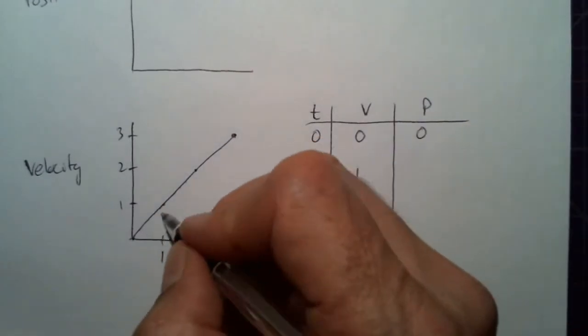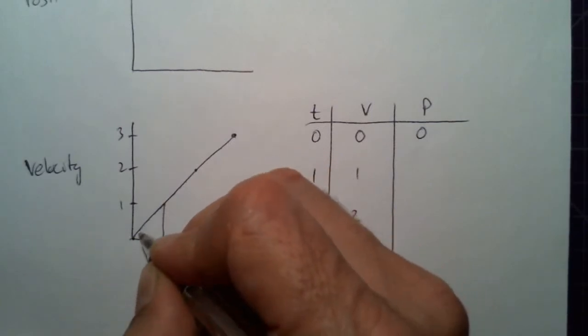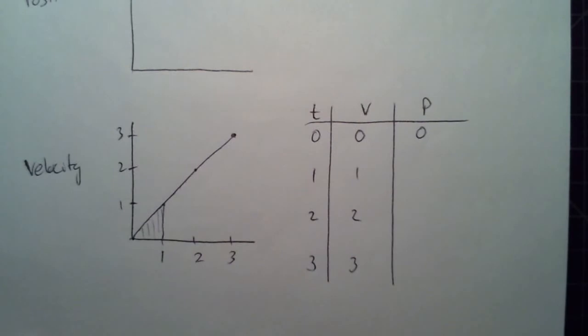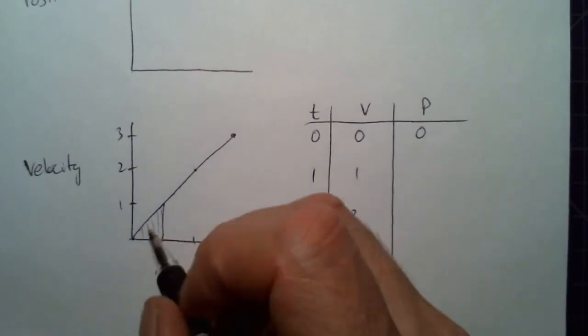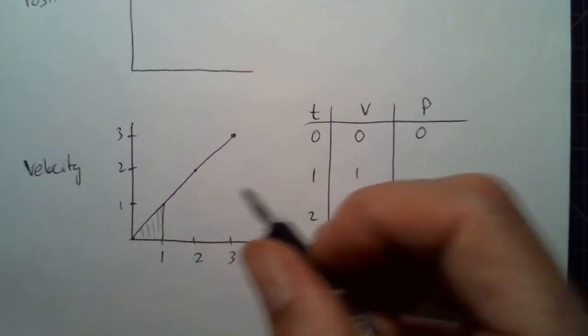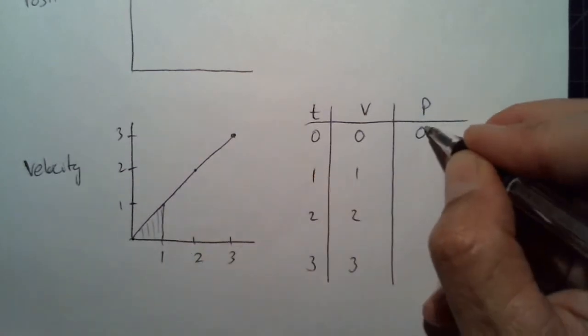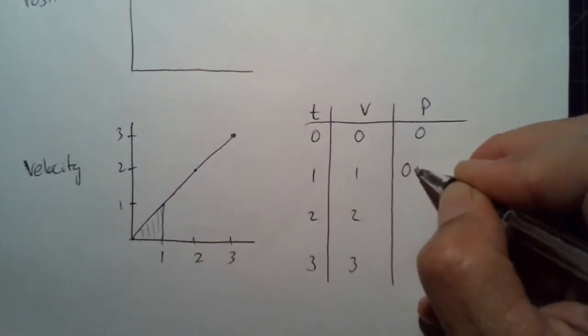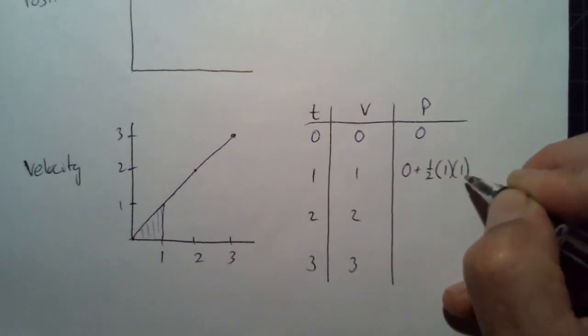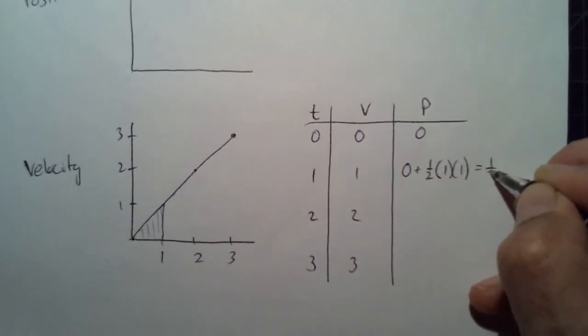Now we need to know, if we find this area, then that's the distance that it traveled. So we're going to find the area of this triangle. The base is 1, the height is 1, and we're going to have the starting position plus 1/2 base times height, and that's how we get 1/2.